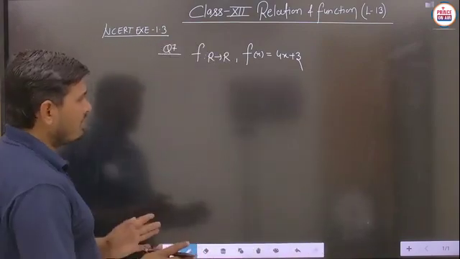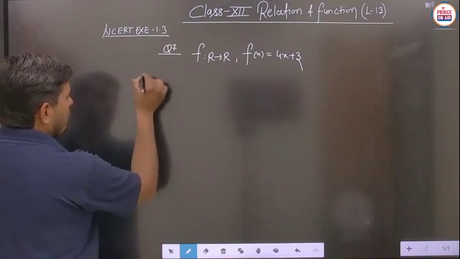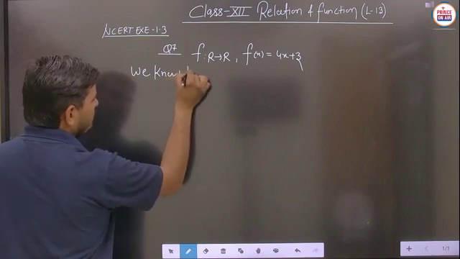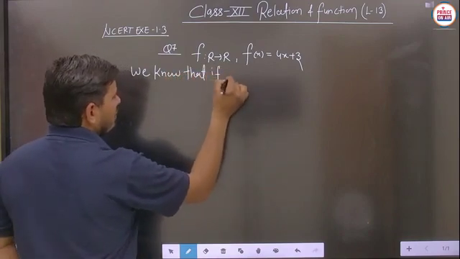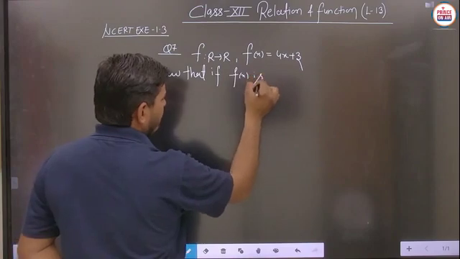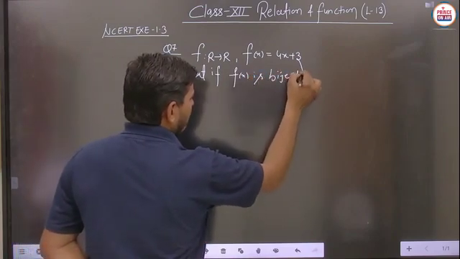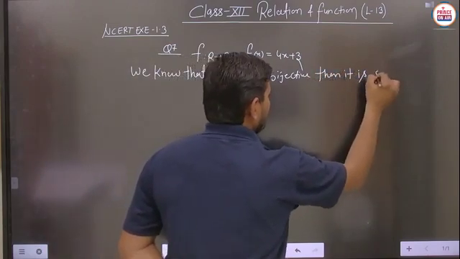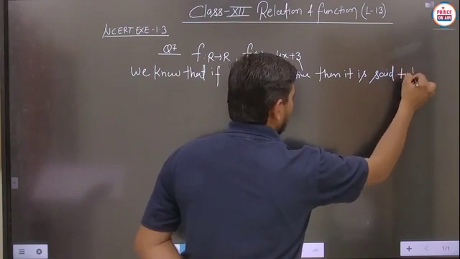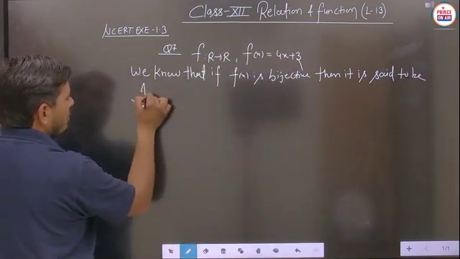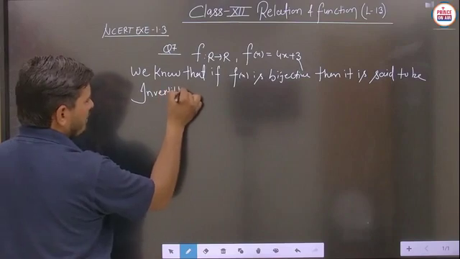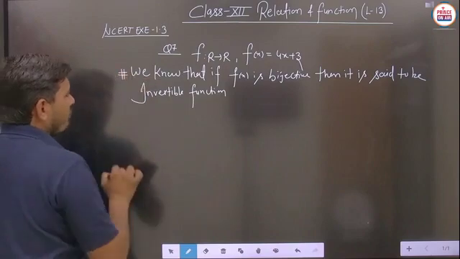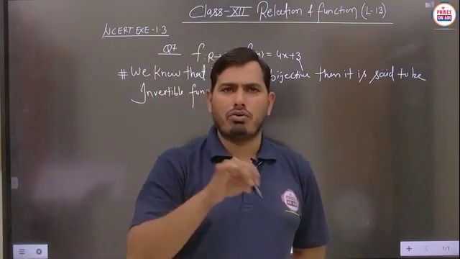Basically, first of all we know that if f of x is bijective, then it is said to be an invertible function. Is it clear? So for the bijective case, we will check whether the given function is one-one or not, and onto or not. Is it clear?